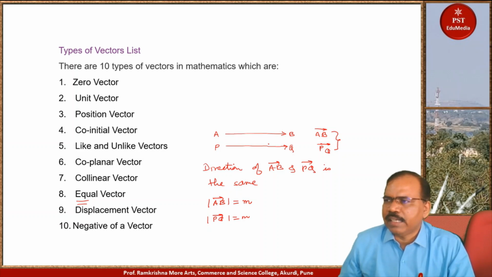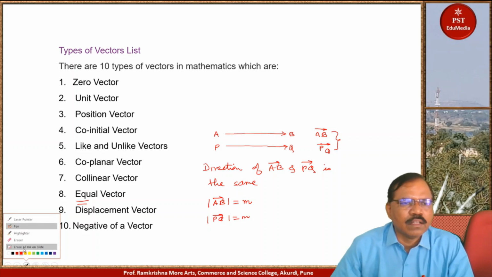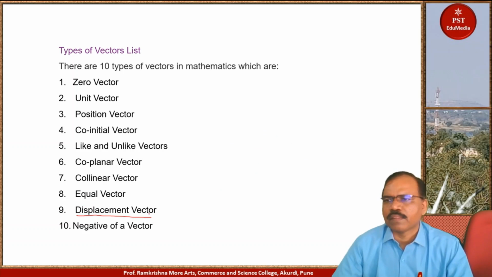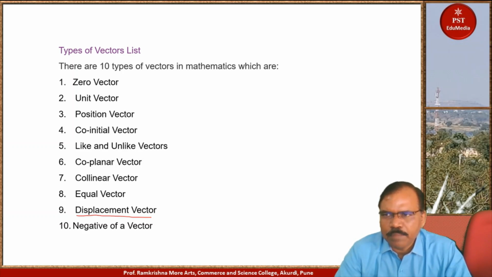Now next one, that is displacement vector. What is a displacement vector? If a point is displaced from position A to position B, then the displacement AB represents a vector AB which is known as the displacement vector.